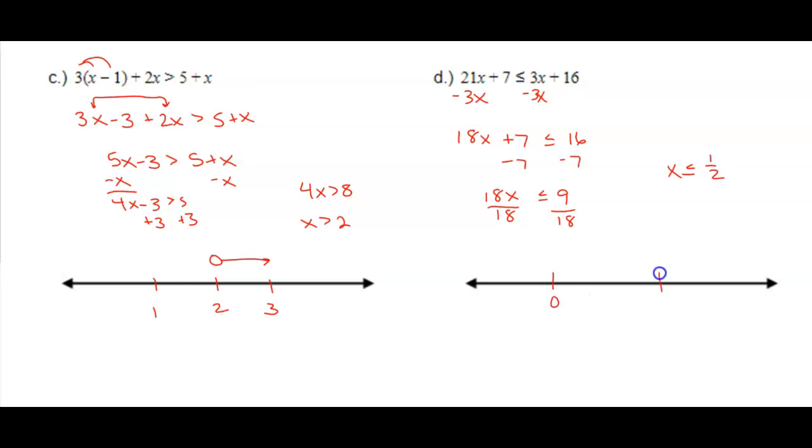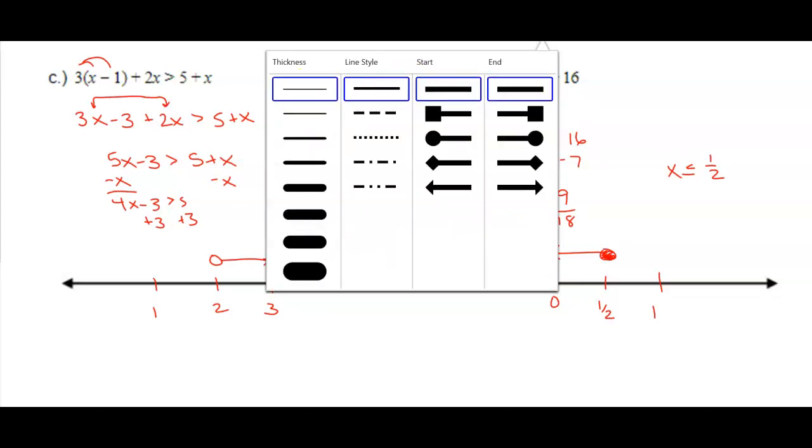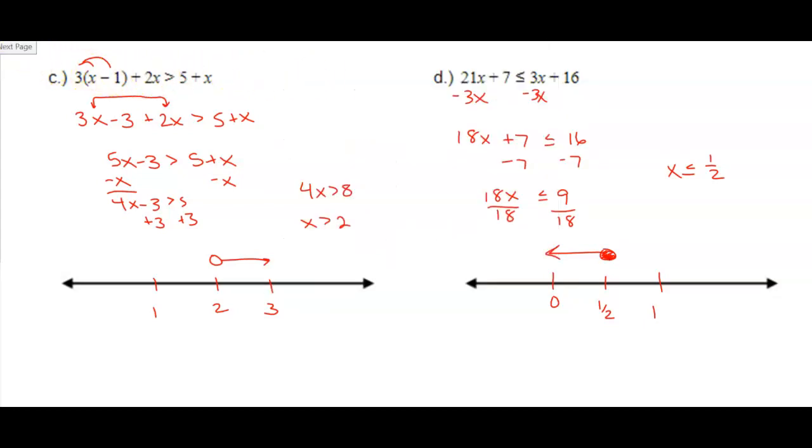So if you make a number line, sometimes what I'll do is just indicate that this would be our halfway point between 0 and 1. Open dot, closed dot, because it says less than or equal to, and then everything that is less than that value of 1/2. So those are just basic, simple inequalities. So we did a couple of distributive property and variables on both sides.